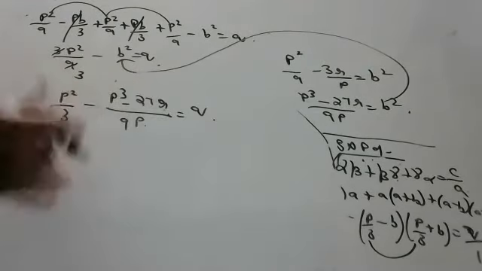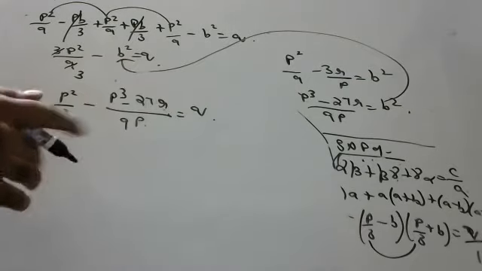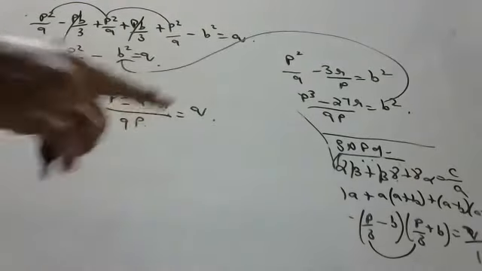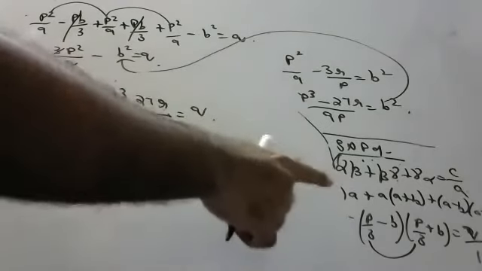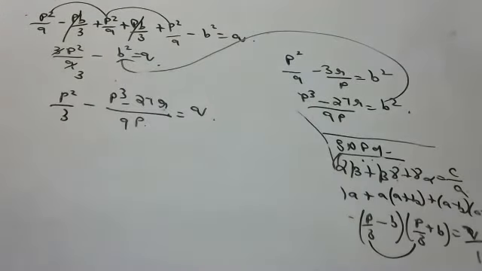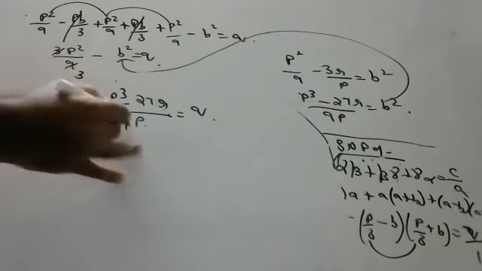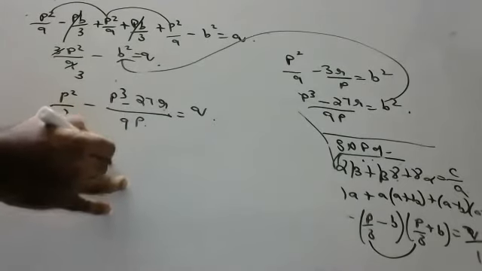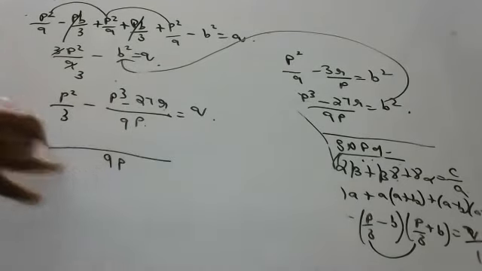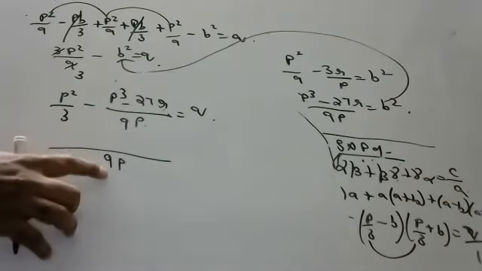Now, what is the LCM, children? Everything is correct only now. 9P, everything has come correct now, children. Let's check there. Yes, this is correct, I think. So children, 9P will be the LCM. So 3 into what gives you 9P, children?